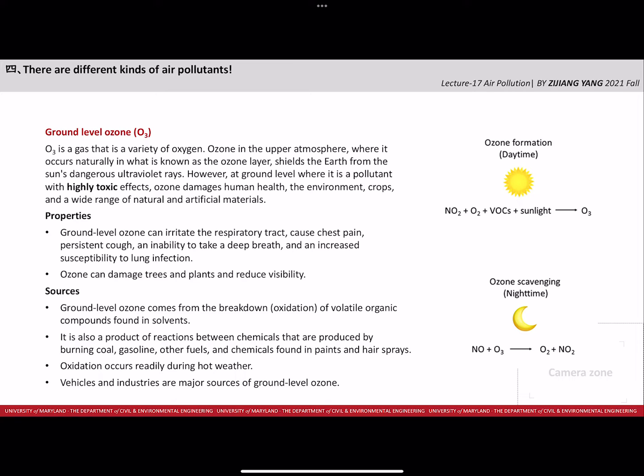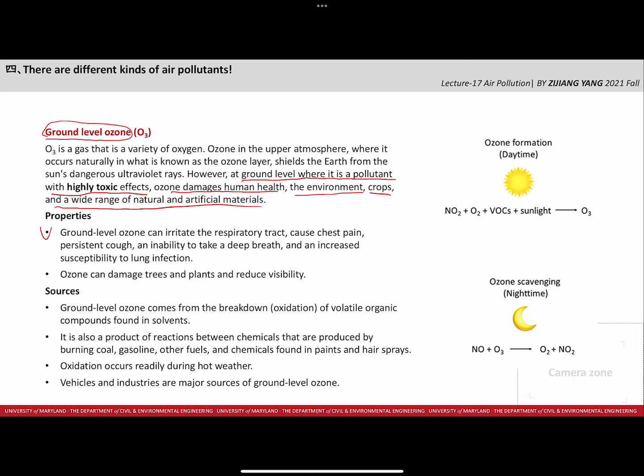Okay, anyway, we talked about ozone, so let's talk more about ozone. We know that ozone is very beneficial to human beings when it is staying at the top of the atmosphere. But when it is at ground level, around us, it is bad. So when we talk about air pollution from ozone, we emphasize that it is ground-level ozone, not the ozone at the top of the atmosphere. Although ozone is very good at protecting human beings from the ultraviolet light from the sun, at ground level it is highly toxic. It can damage human health, the environment, crops, and a wide range of natural and artificial materials.